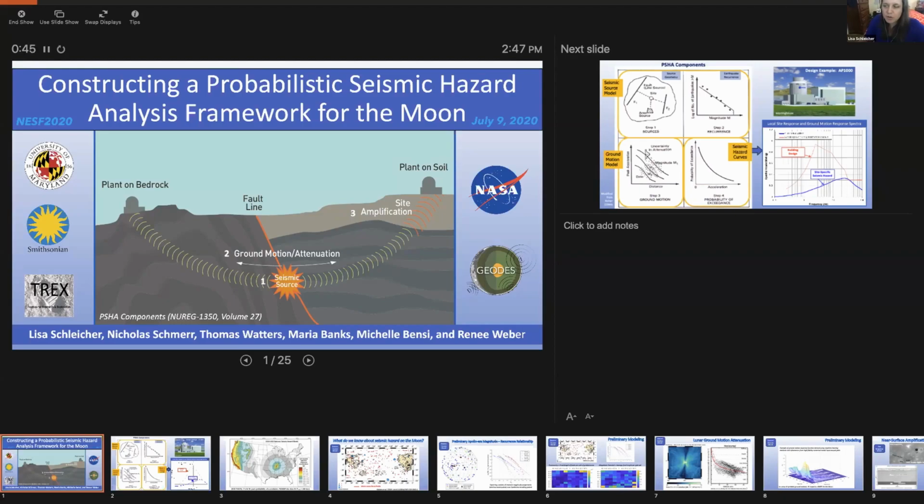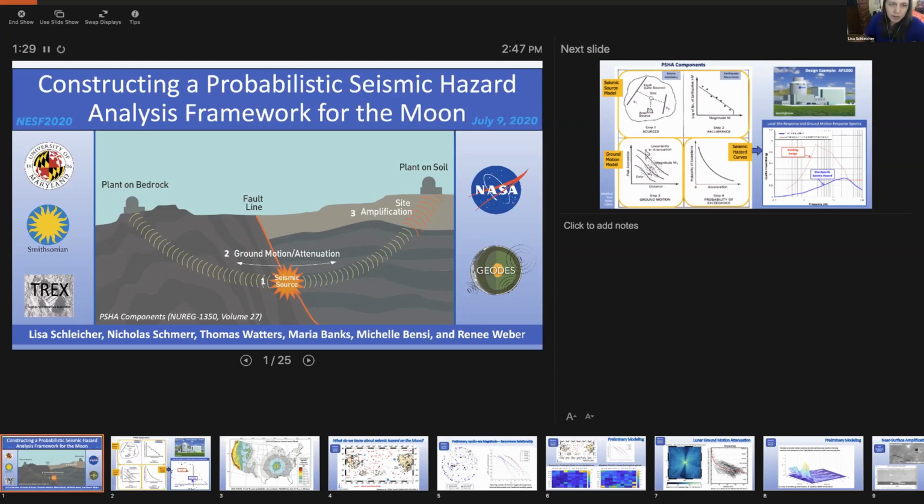And this picture you see here shows the components of a PSHA, or probabilistic seismic hazard analysis. There are three main components: the seismic source model, so where are our faults, how far away are they from our site of interest, how big of events can they produce; our ground motion model, or ground motion attenuation relationships, so how do we expect the ground motions to travel from the source through the crust to our site? And then the third component is the site effect, or the site response model. How do soils or materials in the near surface amplify or de-amplify ground motions at our site? So these are the three components you can have in your mind as we think about PSHA for the moon.